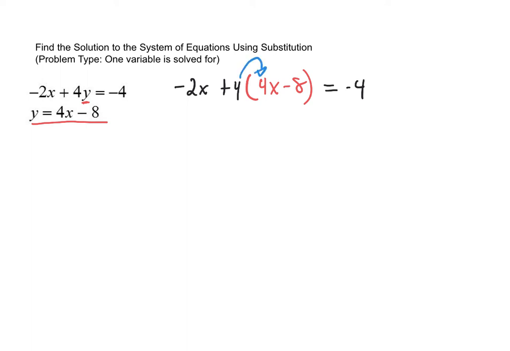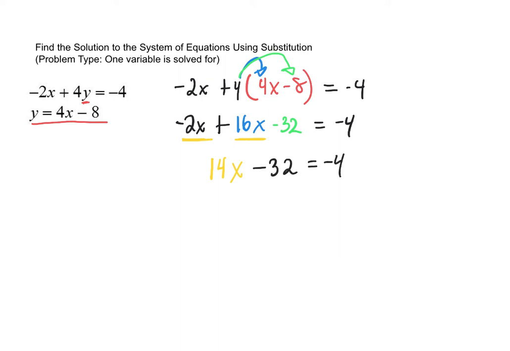Remember, we must simplify first. So I'm going to distribute. So 4 times 4 is 16. We're talking about x. 4 times -8 is -32. And then I'm just going to bring down everything else. Now I want to combine like terms. Because I have two x's there, I can just combine the -2 and the 16, which gives me 14x. -32 stays, -4 stays. Now I have a two-step equation which I can solve.